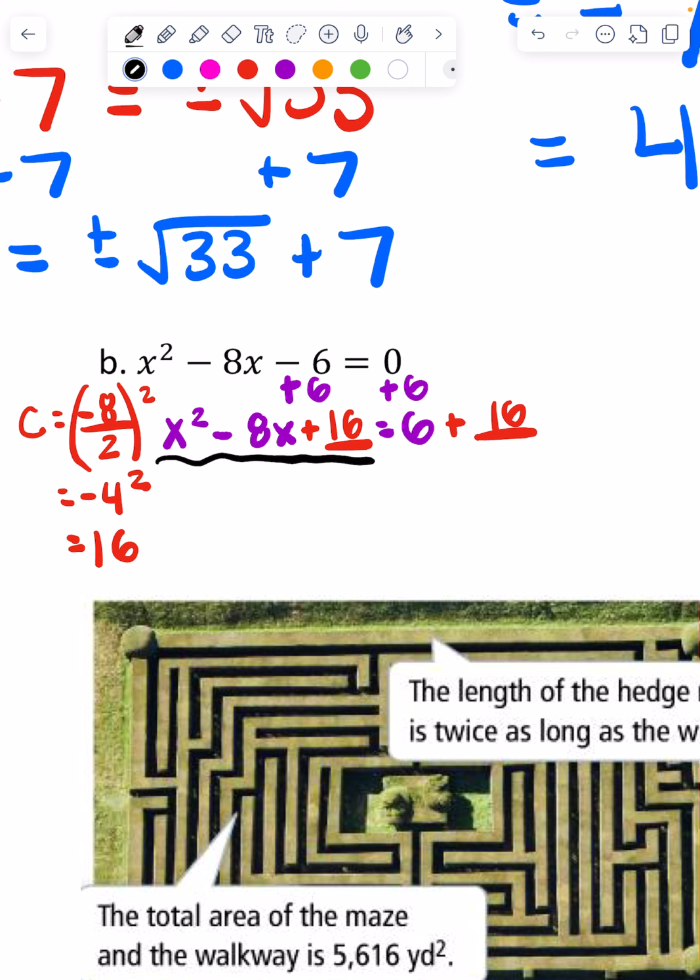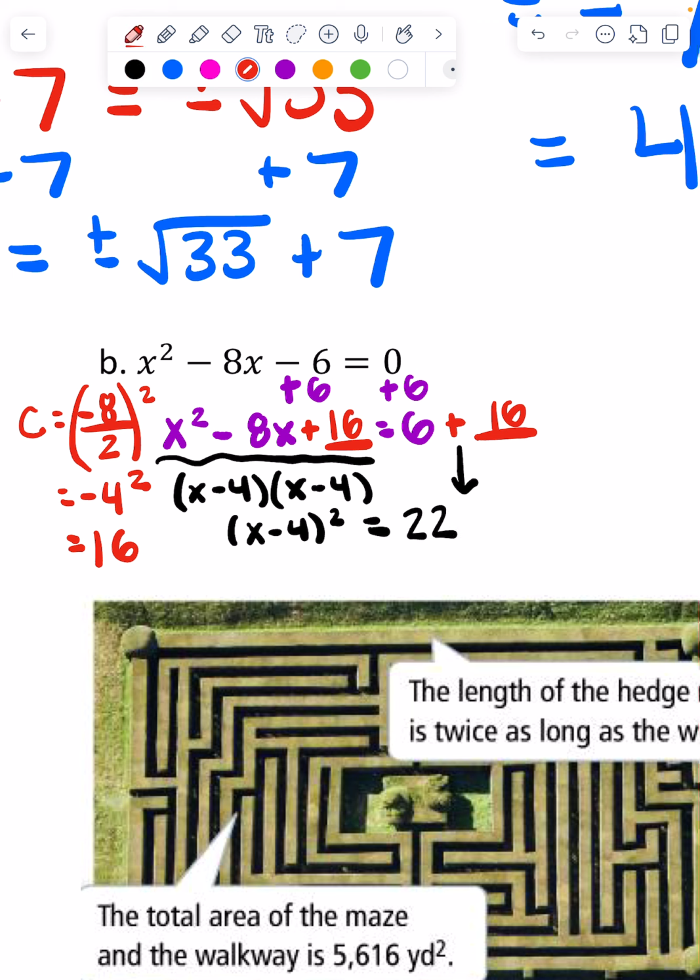Let's start by simplifying the left-hand side. Again, we want to go into factor mode. And just to check, the reason we found 16 in the first place was because now there are 2 perfect numbers that multiply to C and add to B. And again, those numbers will be identical every single time. We got that. That is -4. And we're going to go one step further and now rewrite it like this. All right, on the right-hand side, let's go ahead and add those numbers together. 6 plus 16, and we get 22.